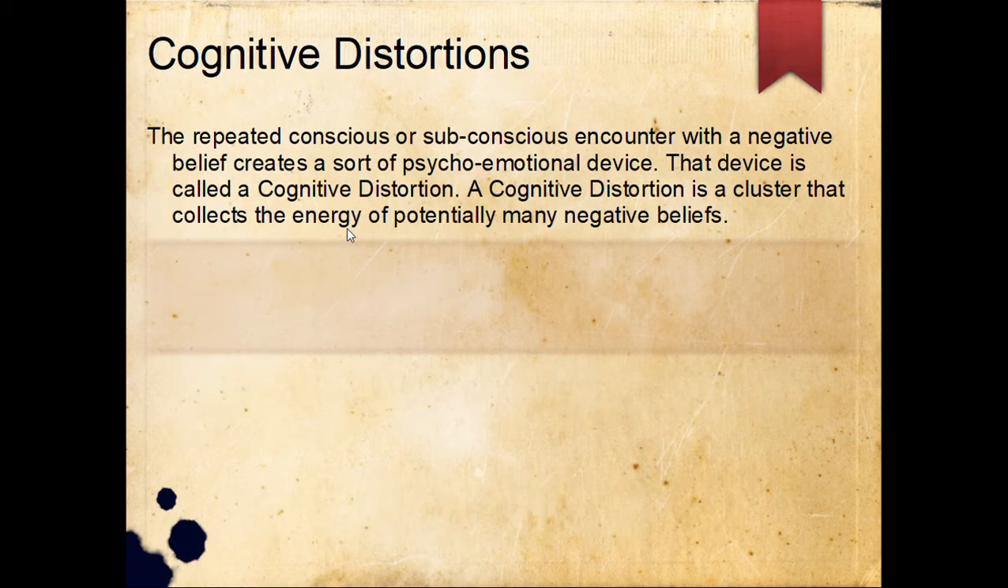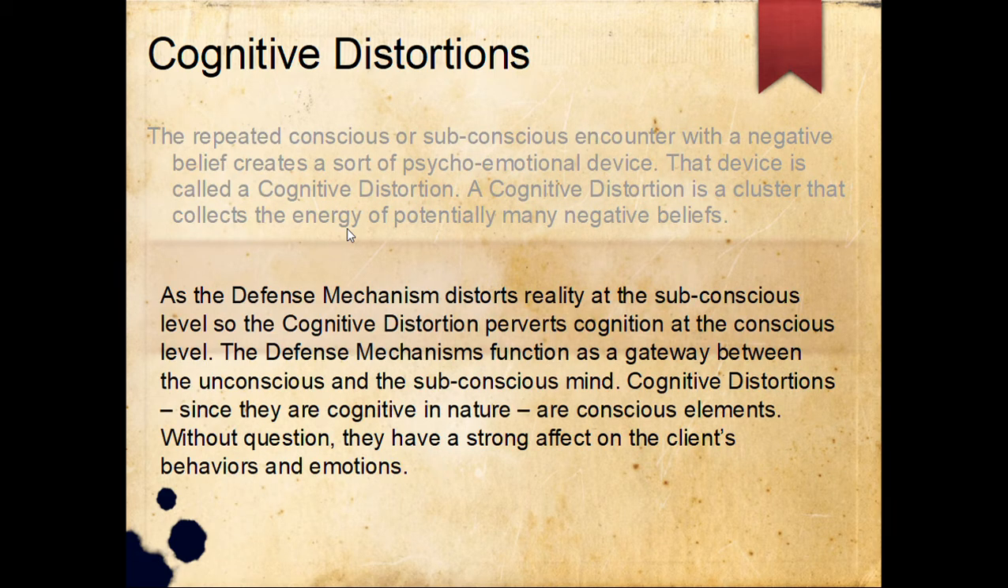Cognitive distortions are related to the beliefs. The repeated conscious or subconscious encounter with a negative belief creates a sort of psycho-emotional device. This device is called a cognitive distortion. A cognitive distortion is a cluster that collects the energy of potentially many negative beliefs. As the defense mechanism distorts reality at the subconscious level, so the cognitive distortion perverts cognition at the conscious level.